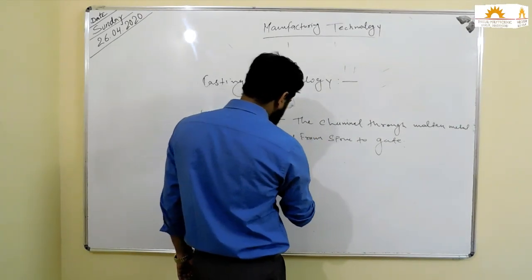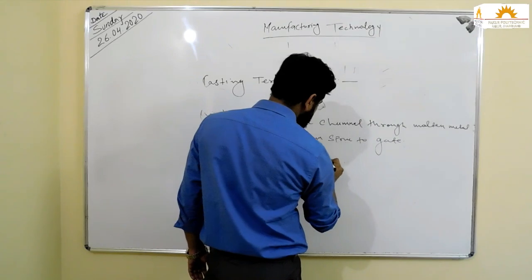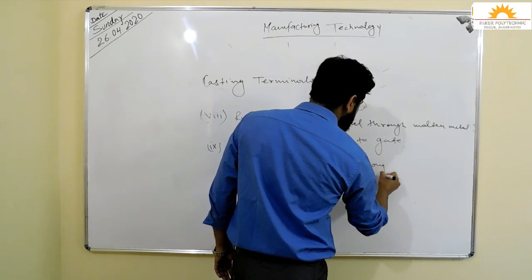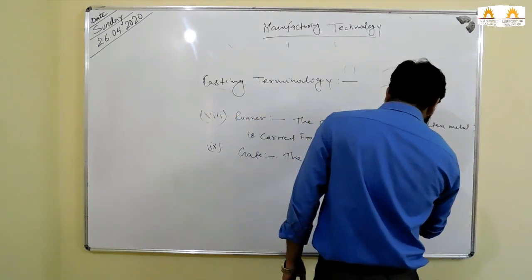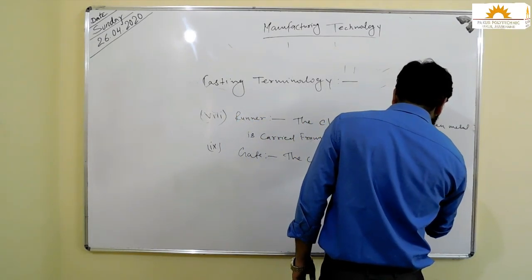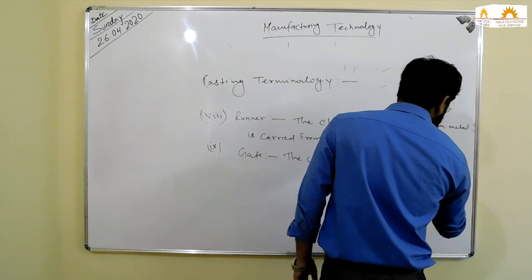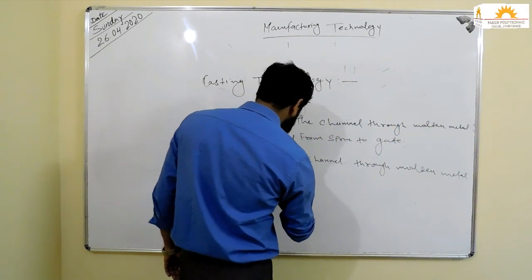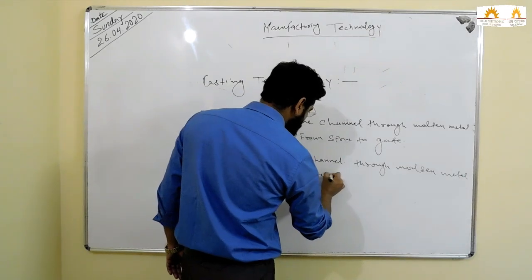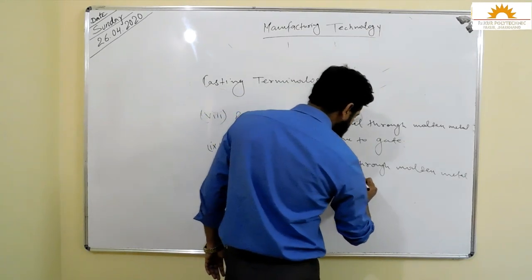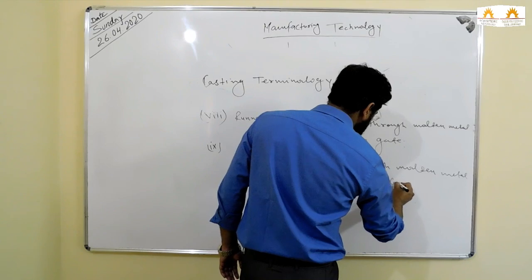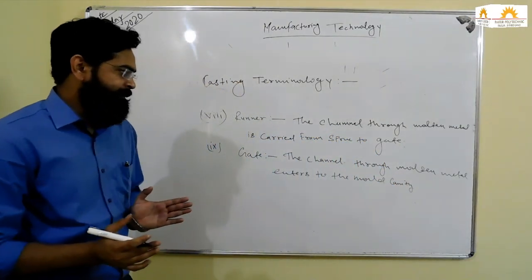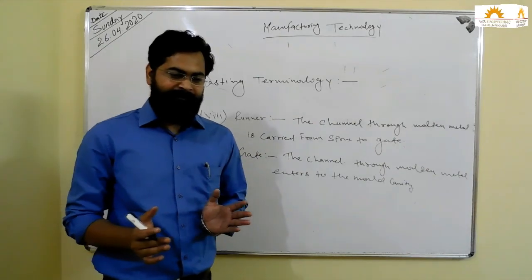Gate is the channel through which molten metal enters the mold cavity.